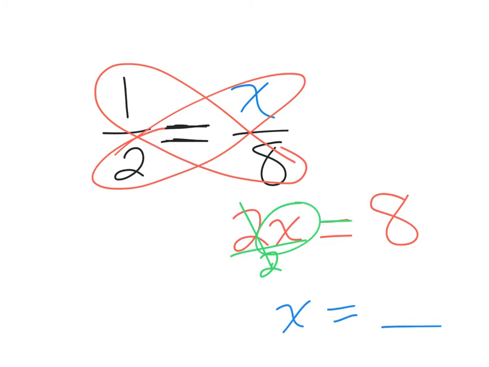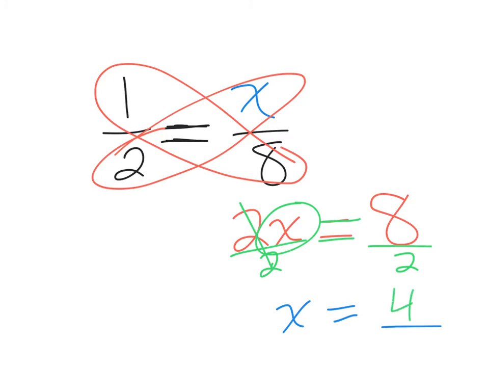But think about what this equal sign means. It means that whatever's on one side is equal to the side on the other. So if we do something to the left, we should do the same thing to the right to keep it equal. So since I divided by 2 on the left, I need to also divide by 2 on the right. And that leaves me with the division problem, 8 divided by 2, which is 4.